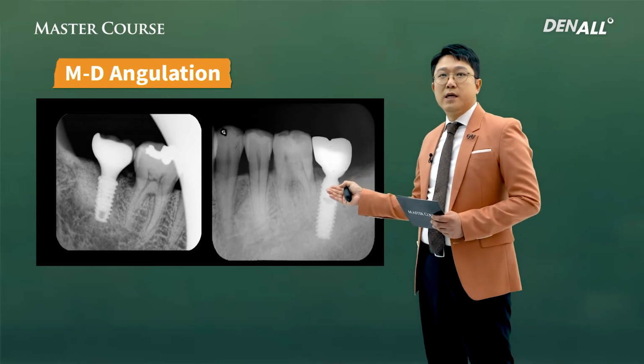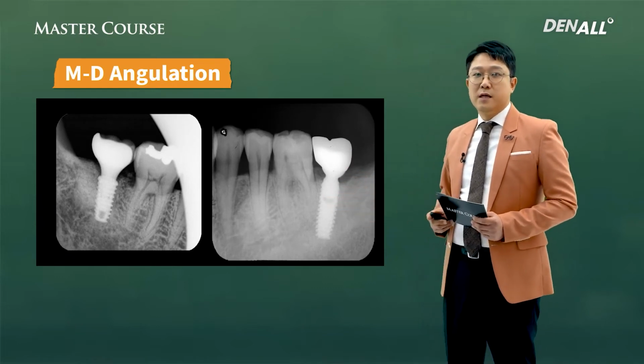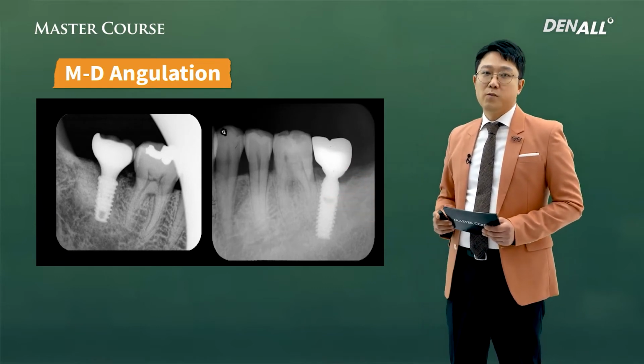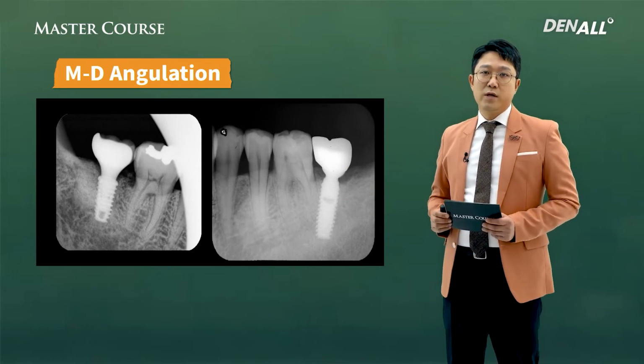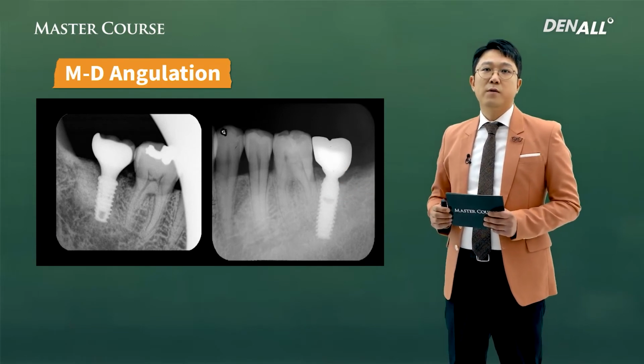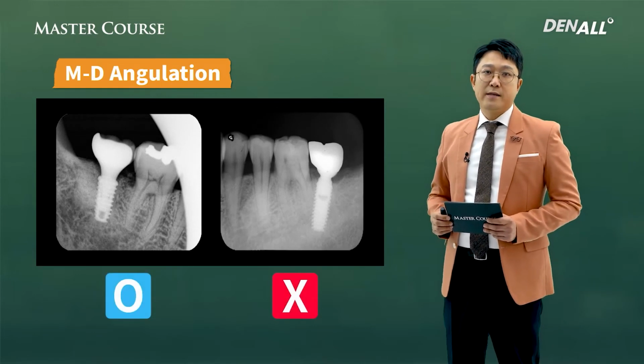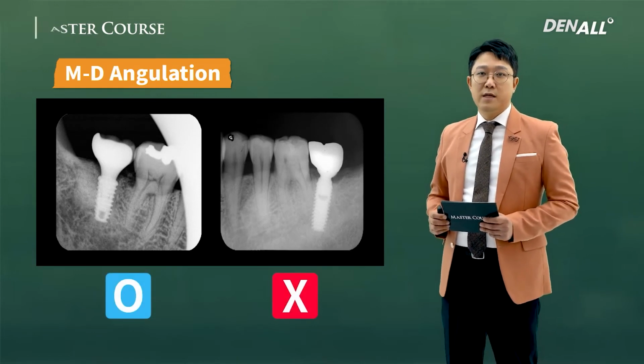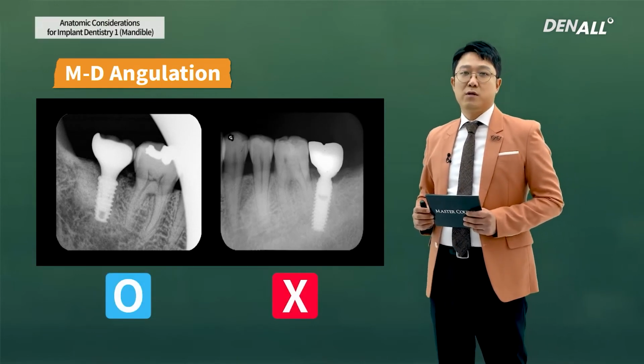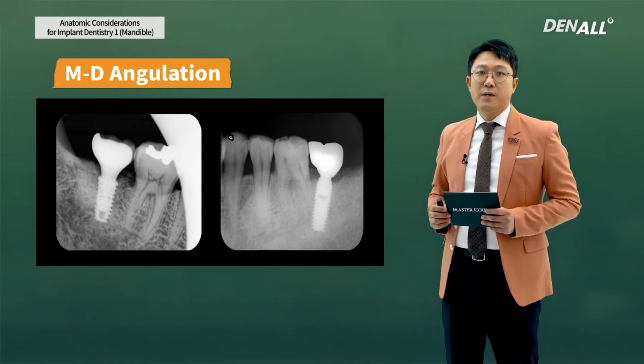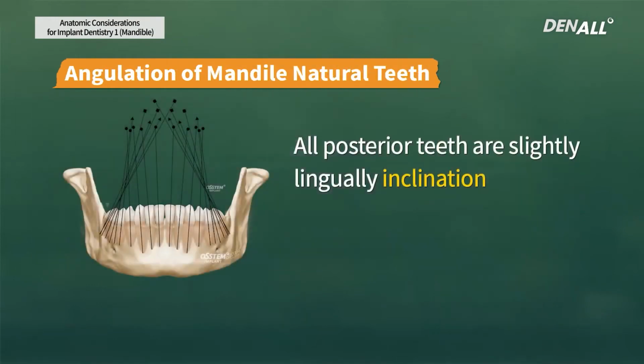On the right, the distally inclined implant may damage the mesial tooth root, and also from the mechanical perspective, there is a danger or risk of abutment or screw fracture. Therefore, when implant is placed on the mandible, it should be mesially inclined.